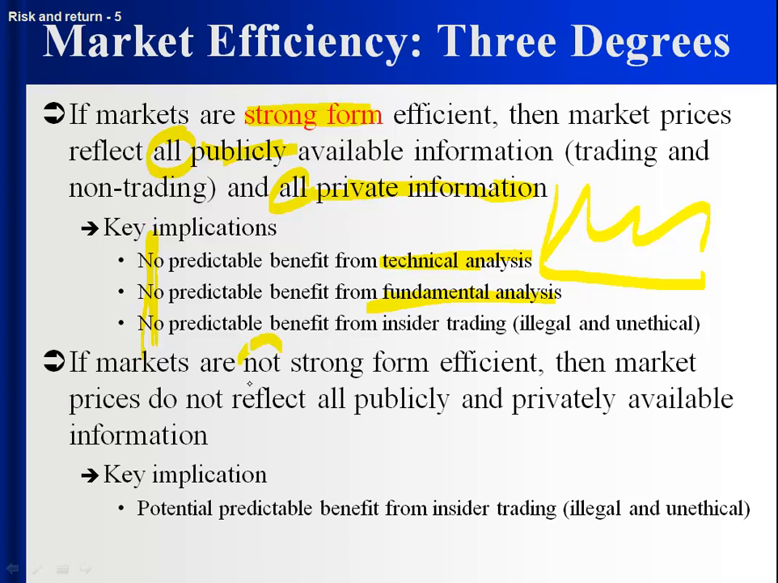If markets are not strong form efficient, then that means that they don't reflect all information, and the key implication would be that there would be potential benefits from insider trading. Again, it's illegal and unethical, but if one had access to private information, one could predict where certain stocks were headed if they knew that there was this good news or this bad news that hadn't been made available, and therefore wasn't reflected in the current price of the asset.